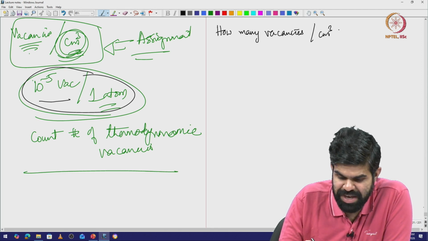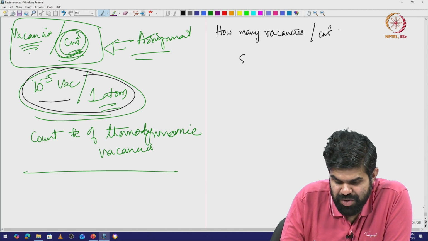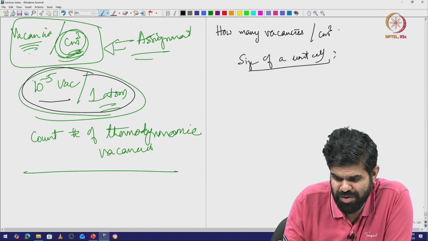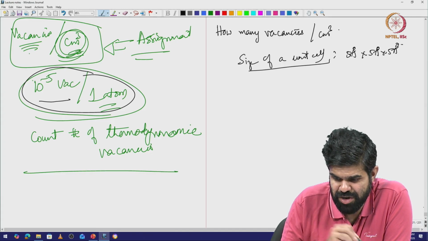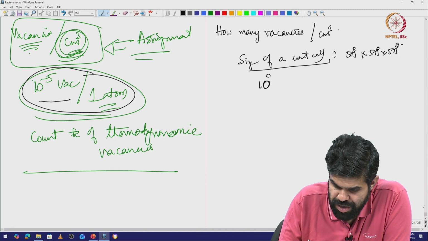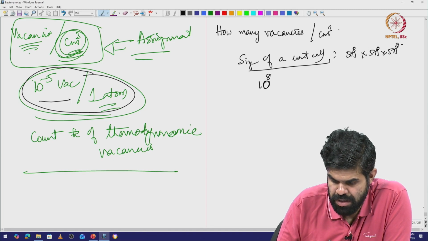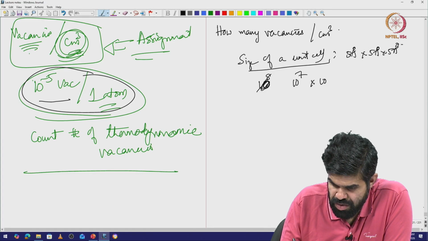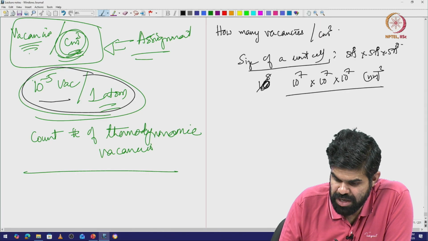So I am going to roughly assume that the size of a unit cell, okay, these are the rough sizes, right. So most materials have sizes of the order of 5 angstroms, right. So 5 angstrom by 5 angstrom by 5 angstrom, and 1 centimeter cube is 10 power 10 angstroms, or 10 power 7 nanometers. So 10 power 7 times 10 power 7 times 10 power 7 nanometer cube, that is 1 centimeter cube.